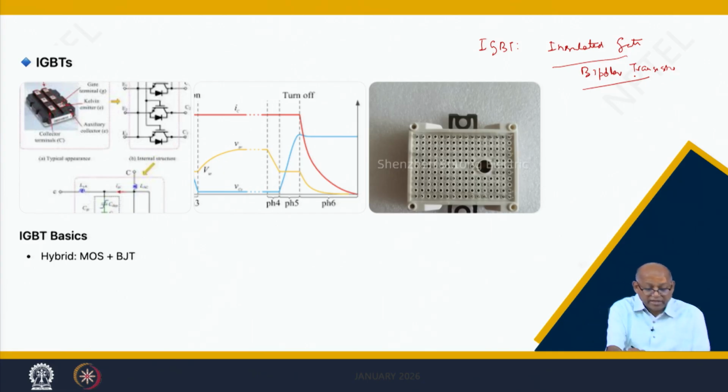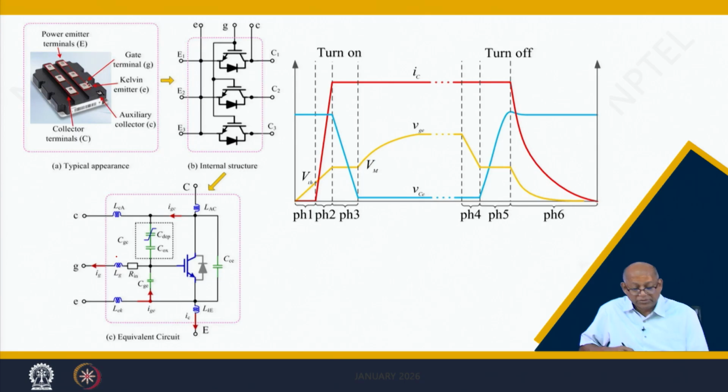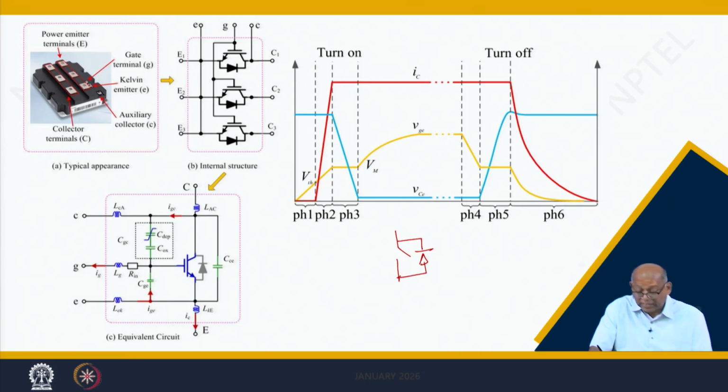So, the insulated gate bipolar transistor looks like this, as you can see here. It is a combination of MOS plus BJT. So, this is how the symbol is. You can see there is a MOS plus BJT. So, there is an anti-parallel diode. So, you can say this particular IGBT can be used like a switch with an anti-parallel diode. This is IGBT.